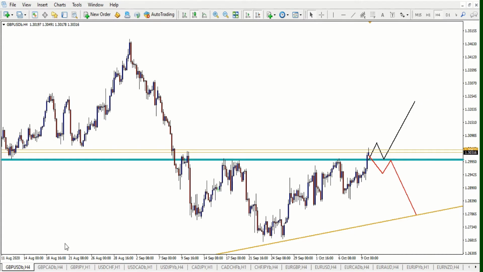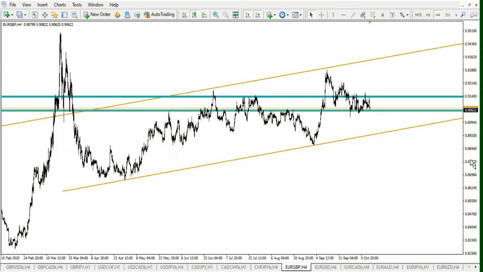All right, so the next pair that we're going to look at is the Euro Great British Pound. With this one we see that we are in an uptrending channel, but now we can see that we're in the downward phase of this uptrending channel. So essentially what we're looking to trade is a sell position. And if you guys know, the EURGBP is normally an inverse of the Great British Pound USD.